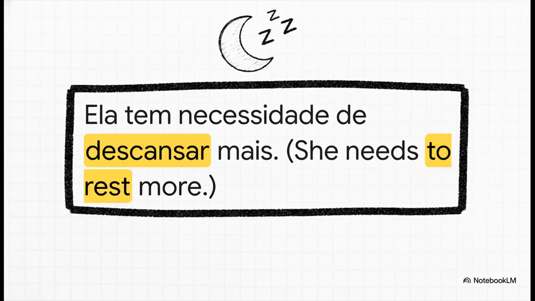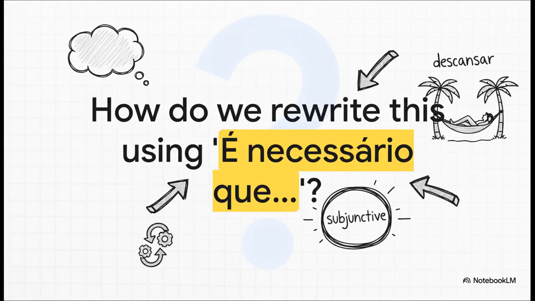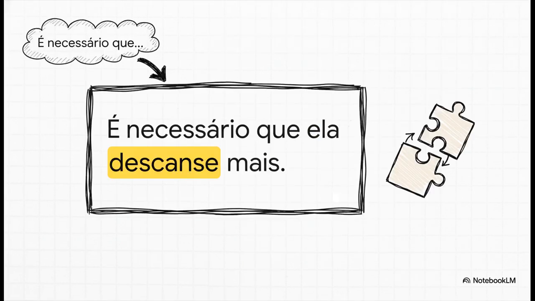Awesome. Let's do one more, just to make sure it really sticks. The original sentence is, she needs to rest more. A simple, direct statement of need. Okay, so how do we rephrase this one using the trigger é necessário que? What's going to happen to that verb descansar when it comes after that trigger? Perfect. É necessário que ela descanse mais. The impersonal expression of necessity flips the verb right into the subjunctive. That's the core pattern, right there.